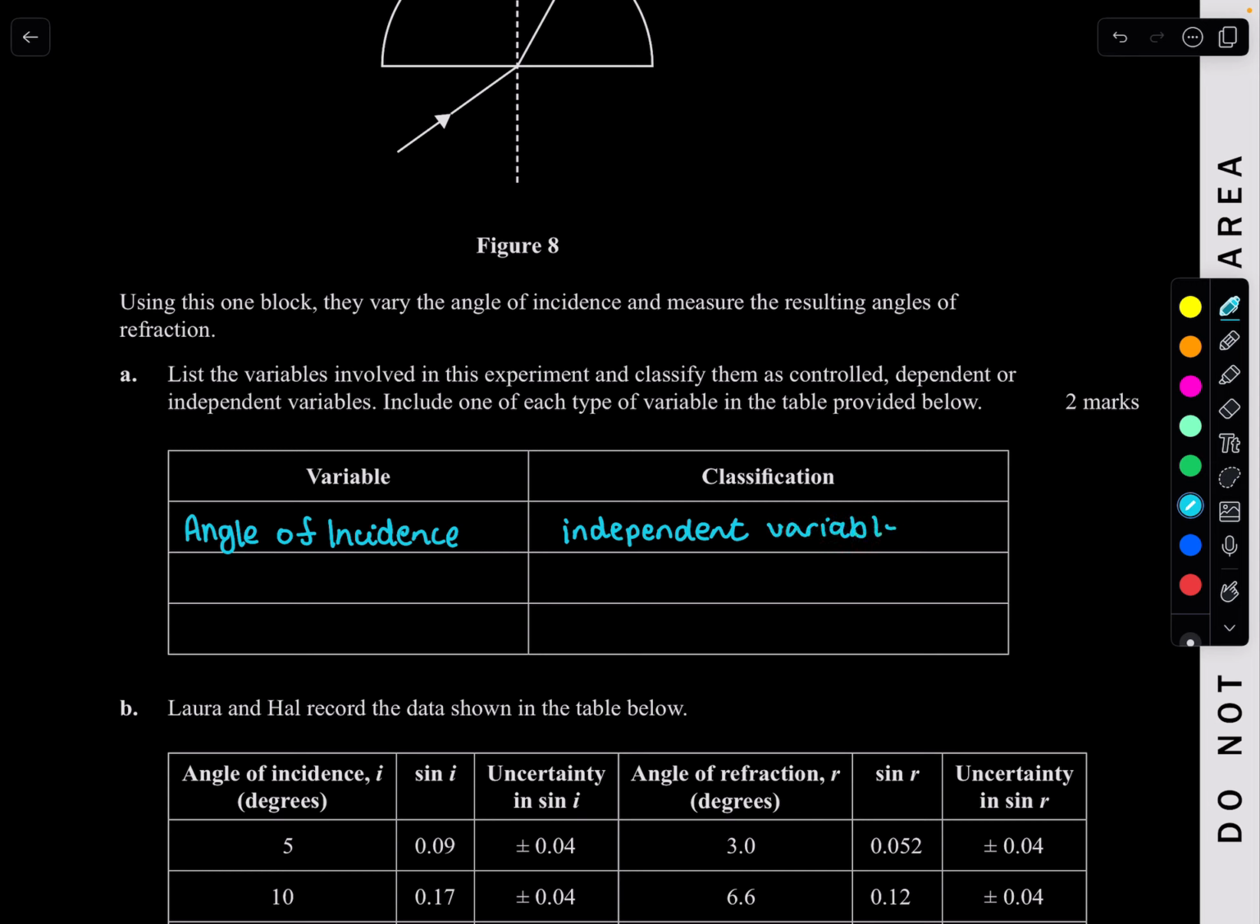Remember, when you're doing an experiment, the thing that you can vary is your independent variable. The thing that you're trying to measure is your dependent variable, and it gets affected by your independent variable. So our angle of refraction is what we're trying to measure. When we're varying the angle of incidence, which is our independent variable, we're trying to measure the resulting angle.